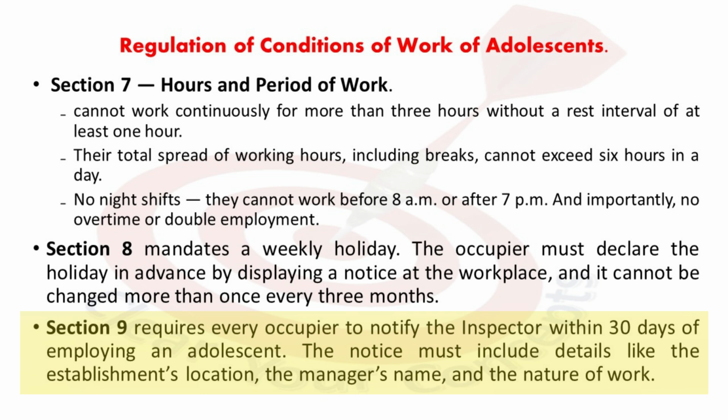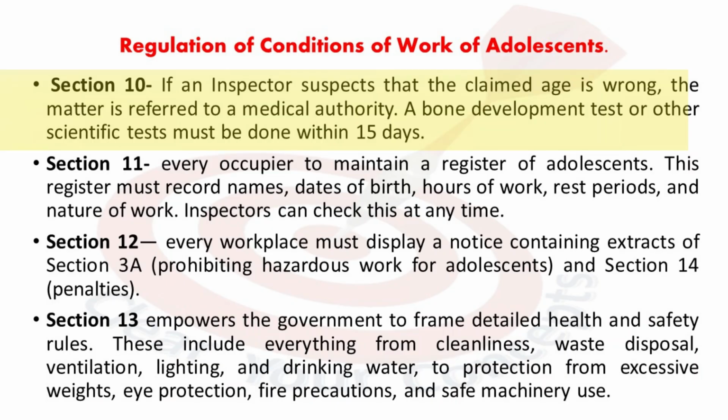A practical question arises: what if there's doubt about the age of an adolescent? That's where Section 10 comes in. If an inspector suspects that the claimed age is wrong, the matter is referred to a medical authority. A bone development test or other scientific tests must be done within 15 days. This prevents false claims, either to allow underage children to work or to deny an adolescent their rights.